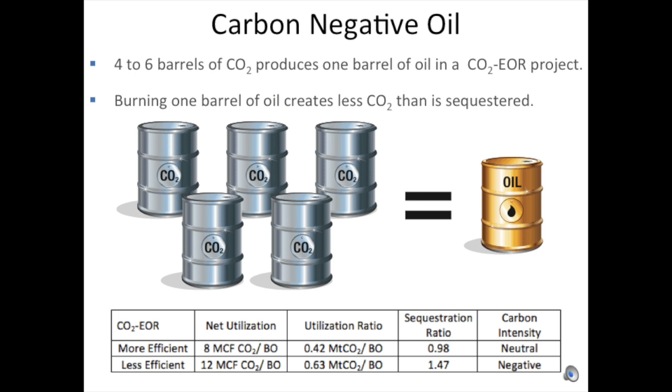The next step in the analysis was to find out if the amount of CO2 sequestered in an EOR project was more than the amount of CO2 emitted when the resulting oil was burned. It turns out that lots of CO2 is needed to recover 1 barrel of oil. In terms of volumes, about 4 to 6 barrels of liquid CO2 at high pressure is needed to get 1 barrel out of the ground. The implication is that the oil itself is carbon negative if the CO2 is sourced from a corn ethanol plant.